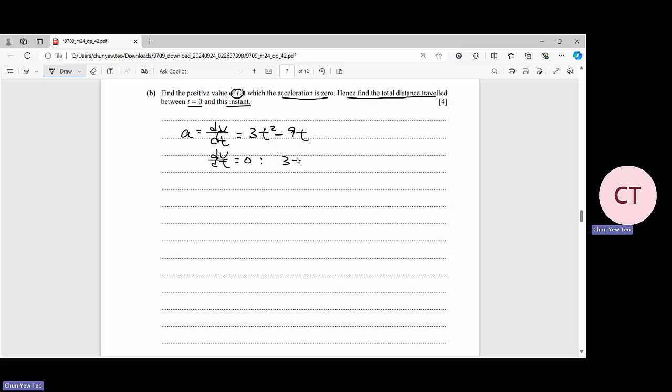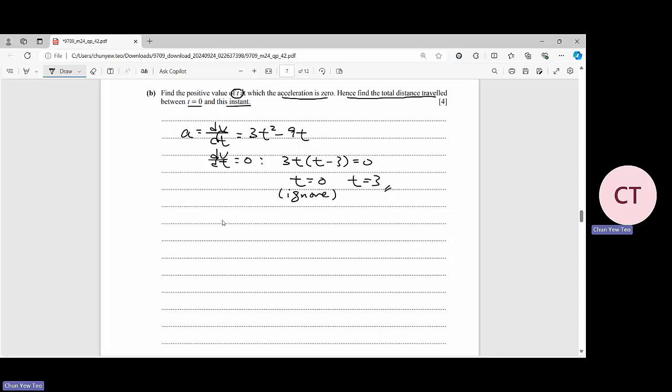Then you get 3t(t minus 3) equal to 0, so t equal to 0 and t equal to 3. This case, you need to ignore it. Okay, so therefore the answer is 3 seconds.